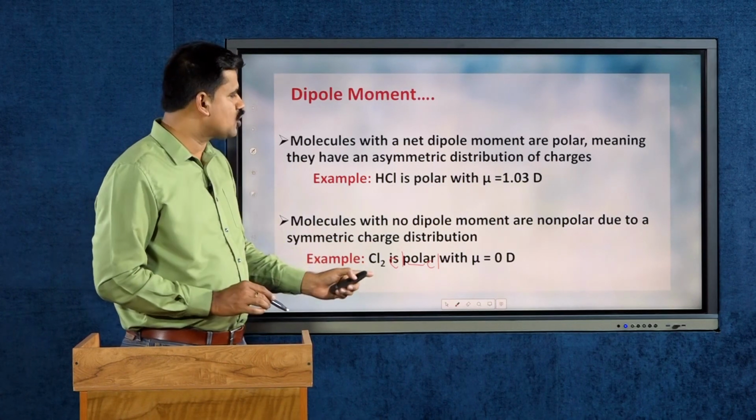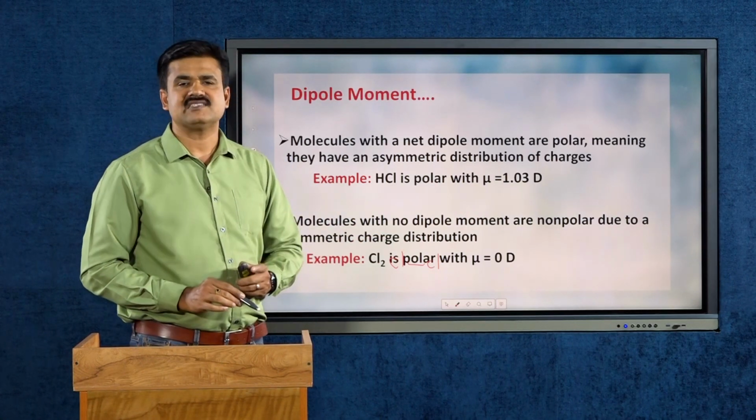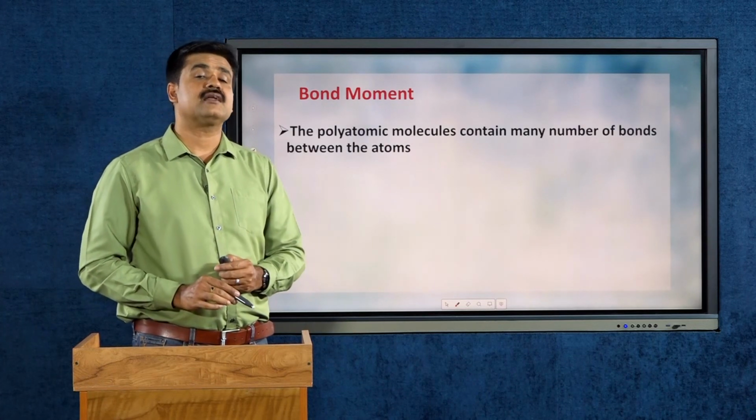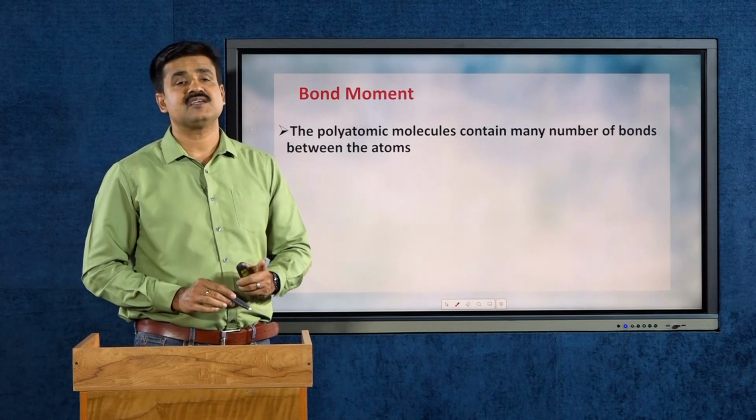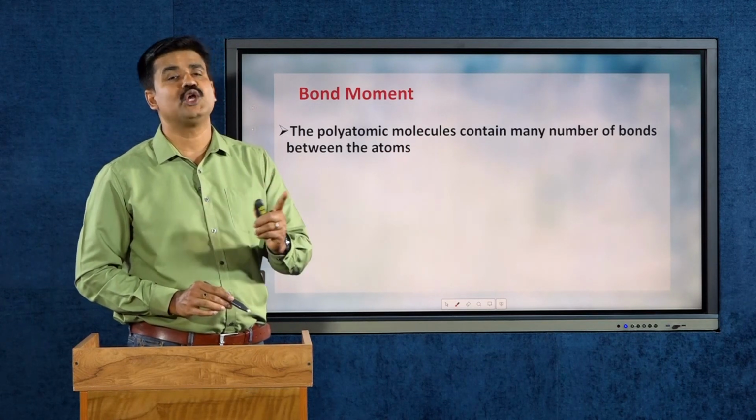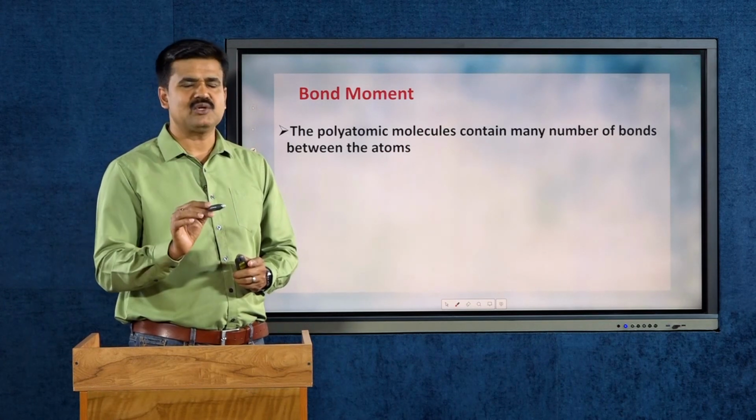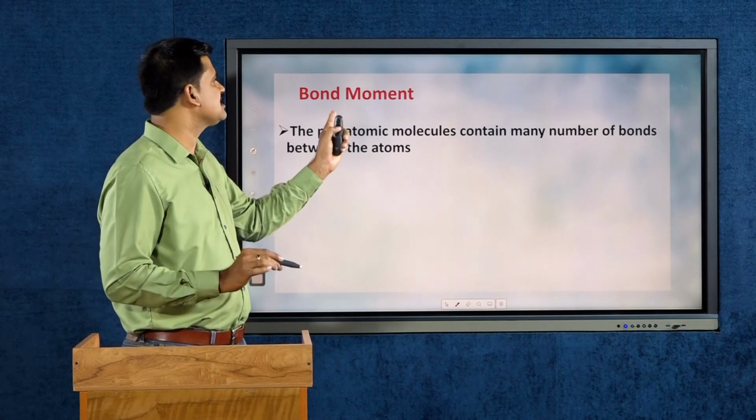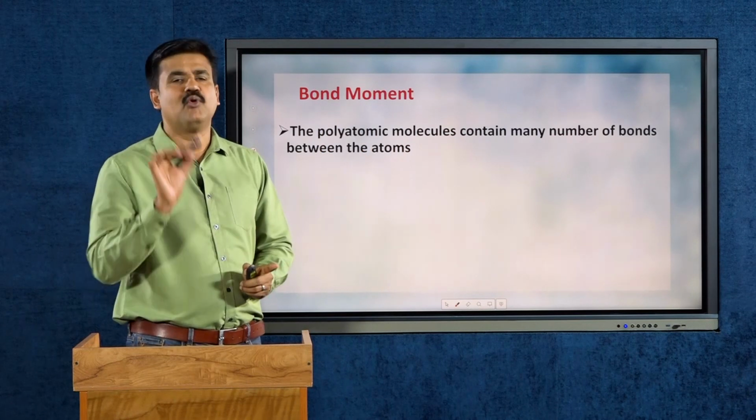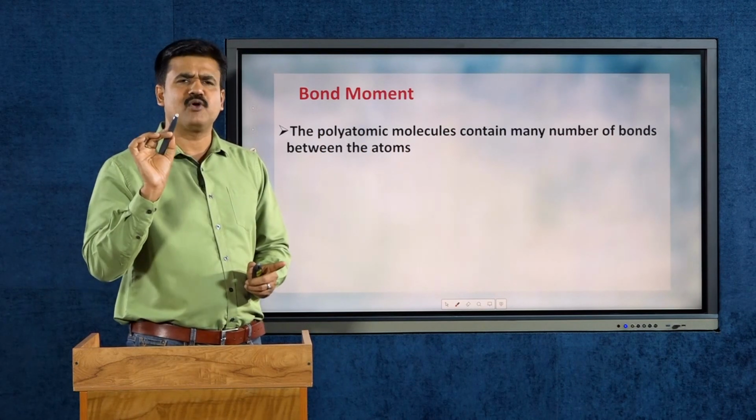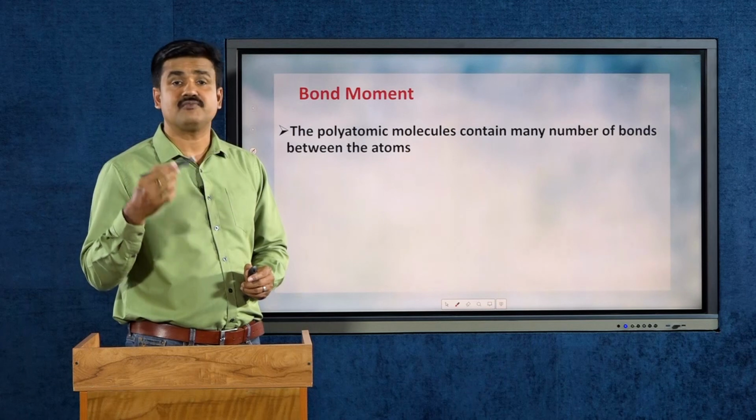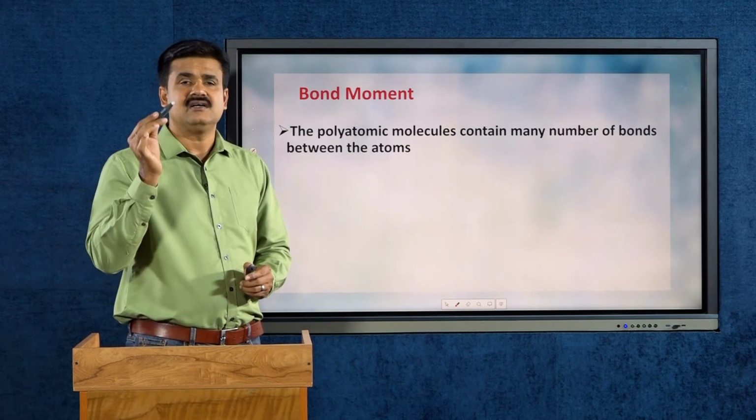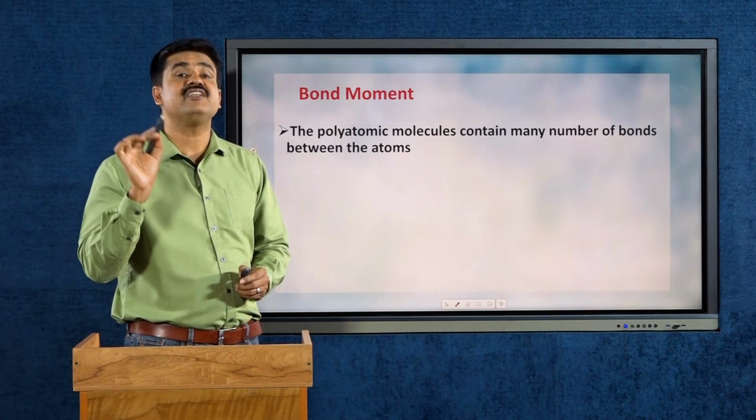In the case of Cl2, as we know, the dipole moment is equal to 0. Now, we are discussing another important concept, that is nothing but the concept of bond moment. We heard about the concept of dipole moment and we are now focusing on the concept of bond moment. Bond moment simply means in a polyatomic molecule there may be the presence of more than one covalent bond. You can assign the dipole moment for each and every bond.